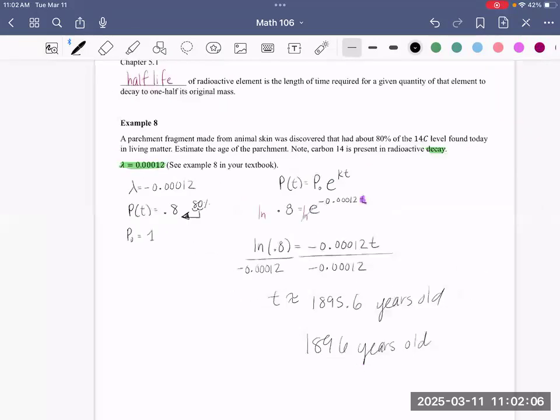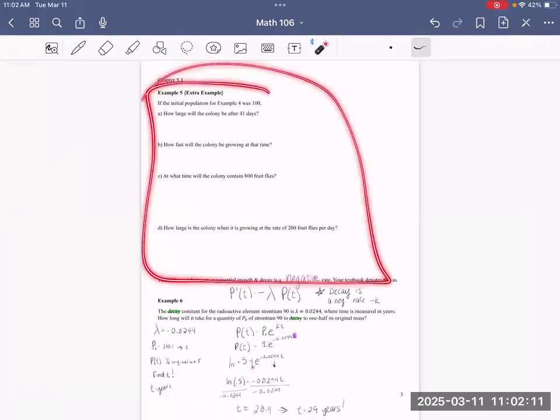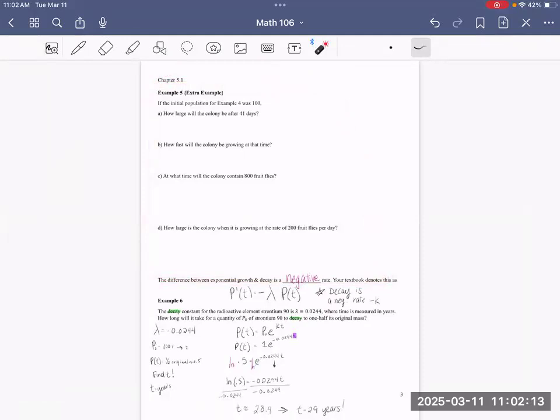And there you go. Now, I'm going to try this example 5 out as like an extra problem, but that'll be found on the very next video.